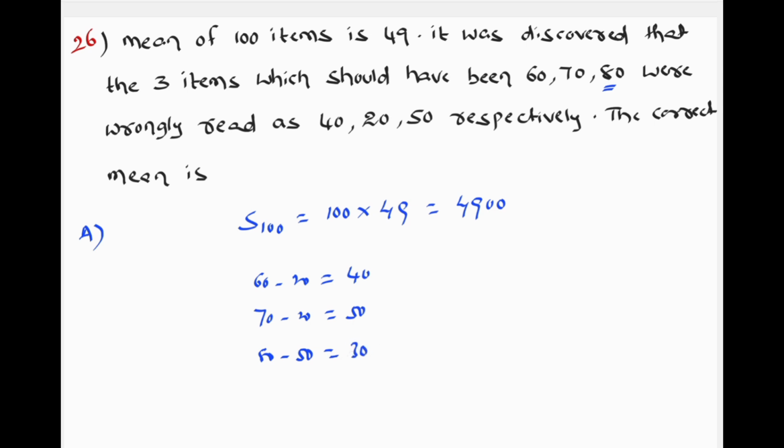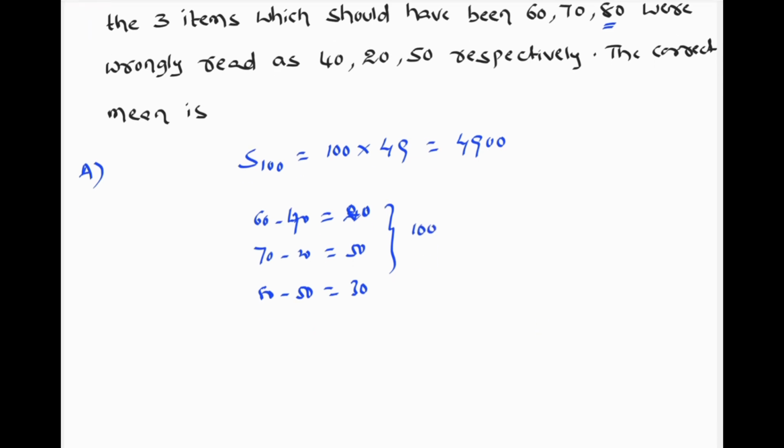Okay, 60 minus 40, that is 20 actually. 60 has to be taken, but 40 was taken. 60 minus 40 is 20. 70 has to be taken, 20 was taken. 70 minus 20 is 50. So total we have to add, 30 plus 50, 80, 100. Now what is the sum of the 100 observations?